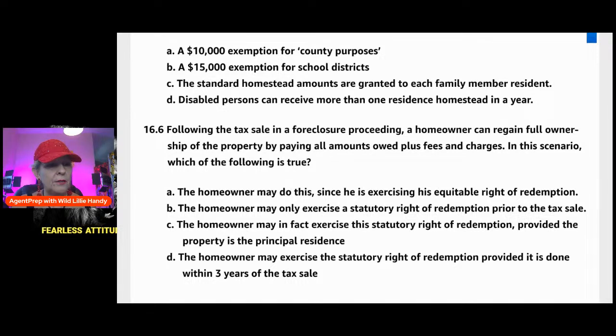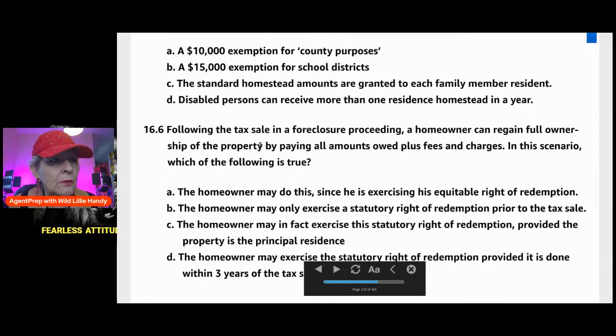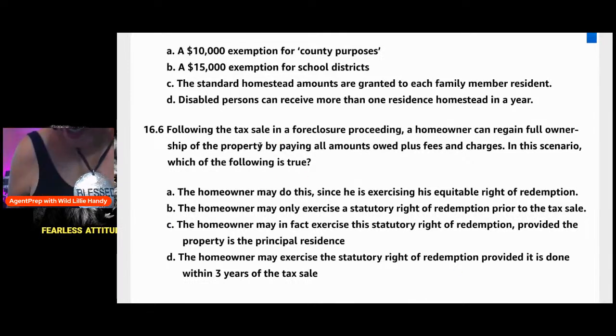The answer here is not A, not B, but C. So C says, in a tax sale, there is a right of redemption in Texas. And it is C: the homeowner may, in fact, exercise the statutory right of redemption, provided the property is the principal residence. I would have said, pay attention to "may." Well, they all have the word "may" in it, so that's not a key word.